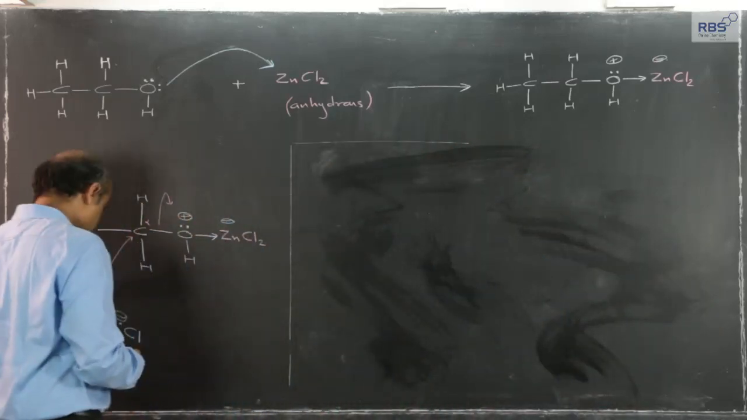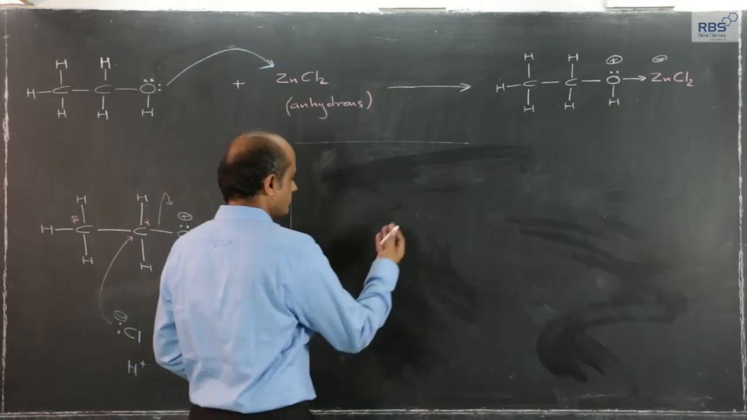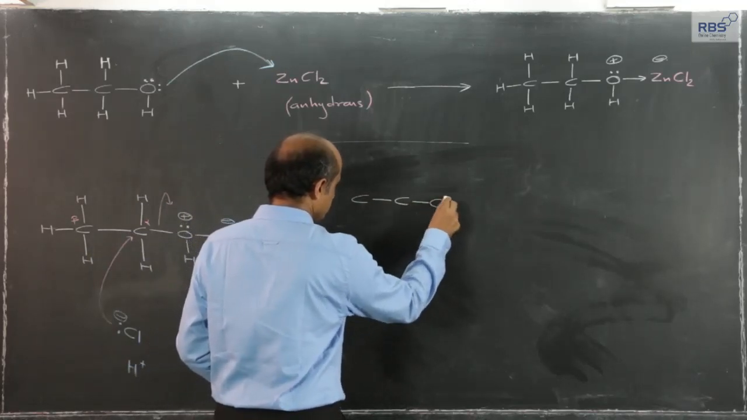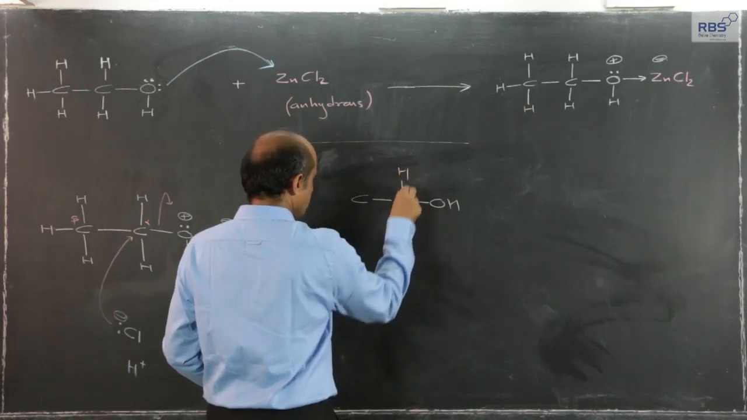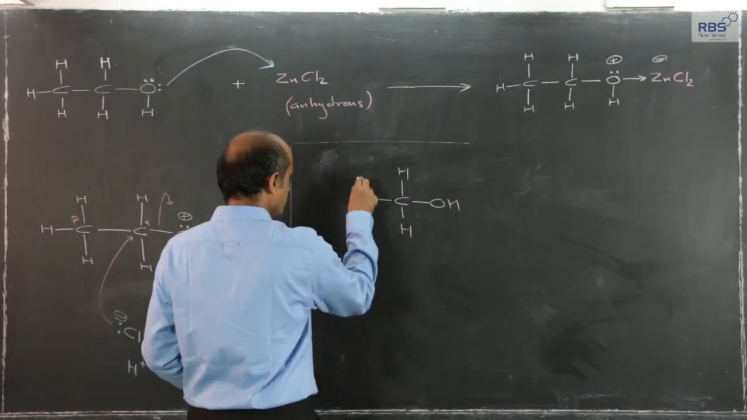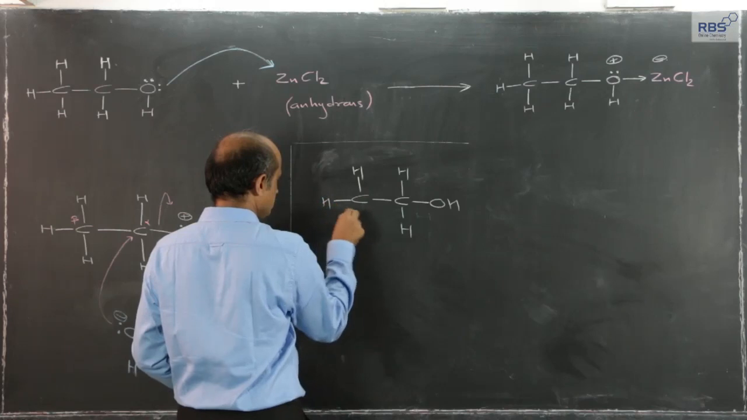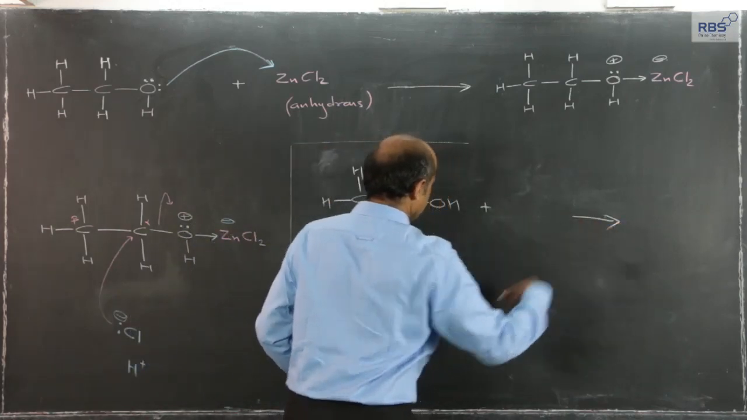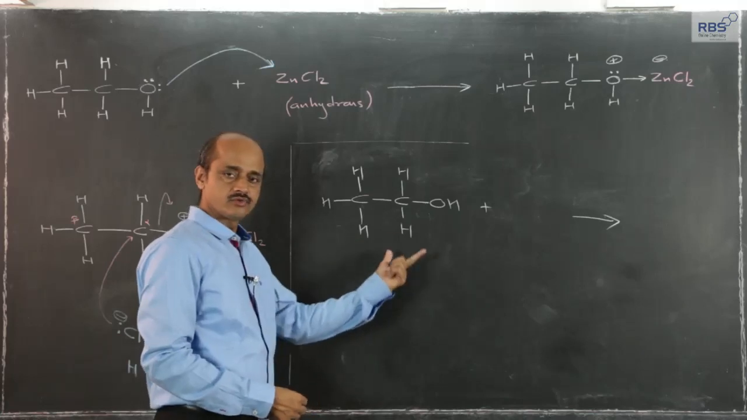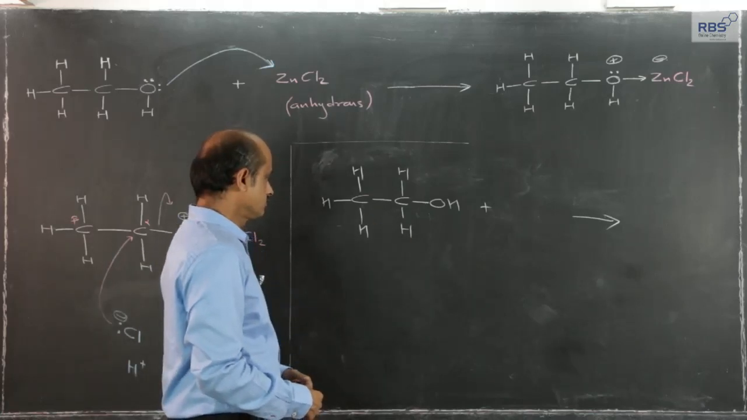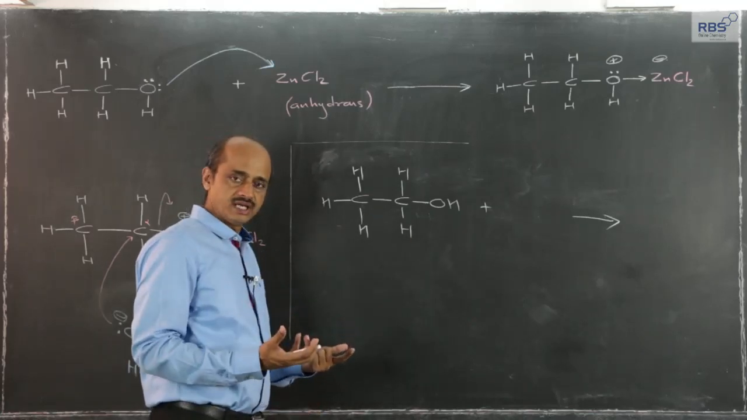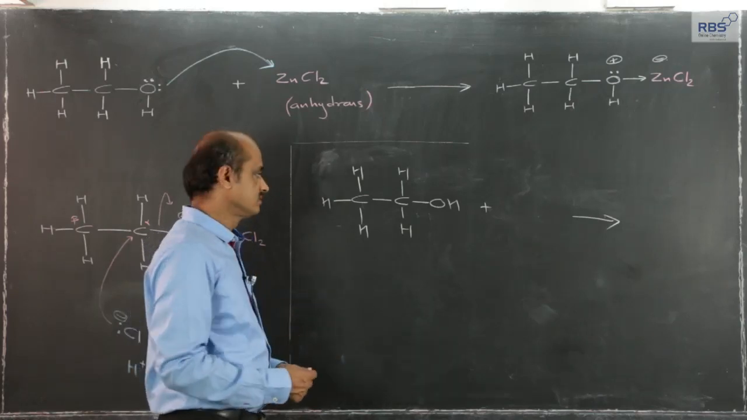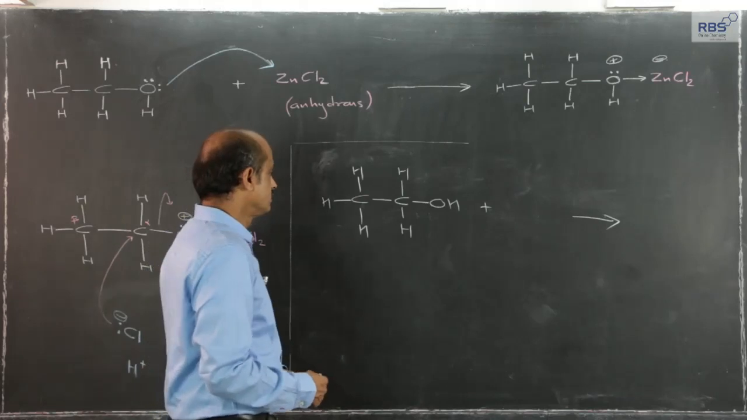Now, I wish to prepare ethyl chloride from ethyl alcohol. Ethyl chloride from ethyl alcohol. I have taken the example of chlorine, it can be ethyl bromide, ethyl iodide. We will start with chlorine.